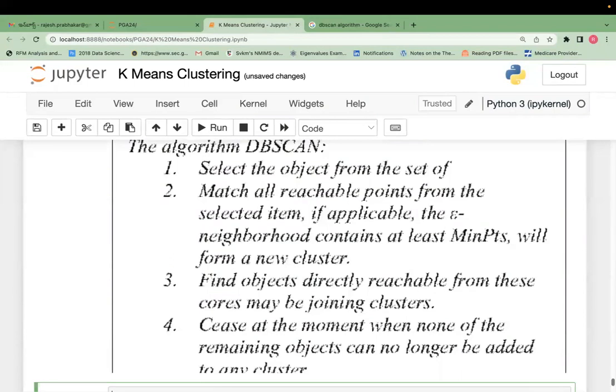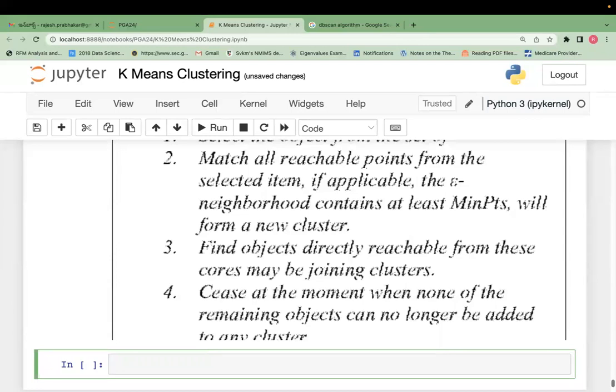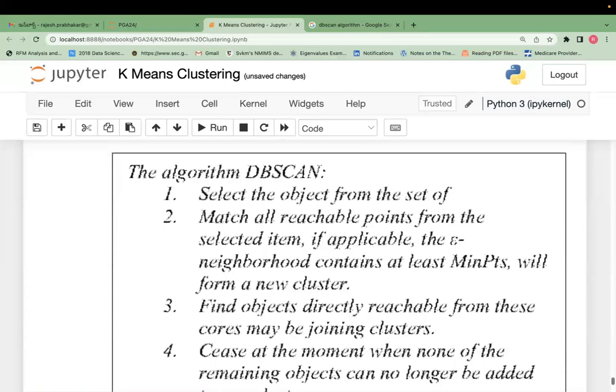Find objects directly reachable from these cores, maybe joining clusters. Cease at the moment when none of the remaining objects can be added to any clusters. So once there is no change in the cluster formation, the algorithm will stop. So these are the steps involved in the DBSCAN algorithm.